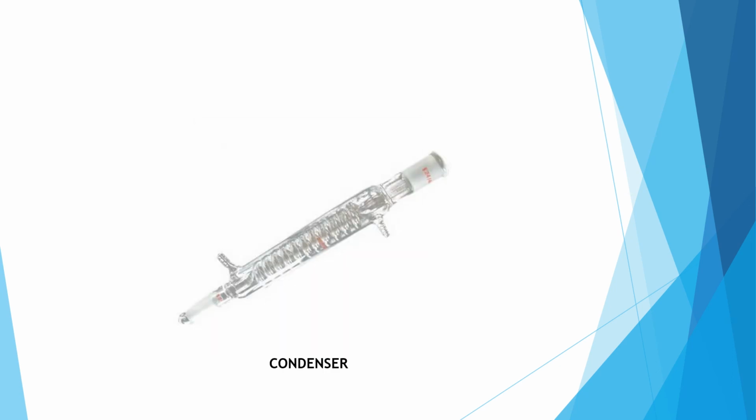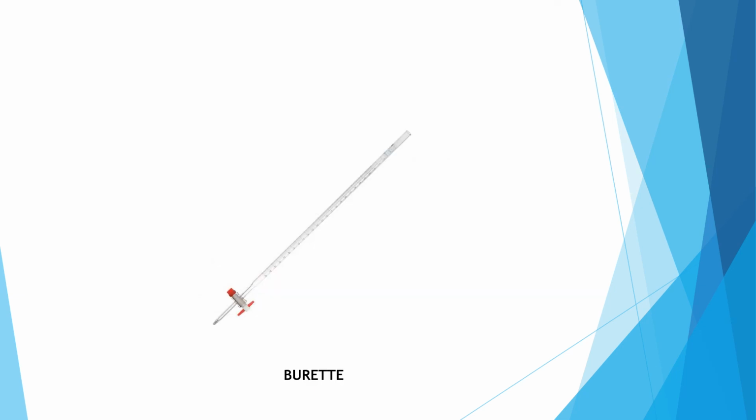The next is the condenser. Condenser is used when we are doing the distillation process. In the distillation process, it is very useful. It is one of the components of the distillation apparatus. The next is the burette. Burette is used for titrations. As you know, the main component for the titration is the burette.